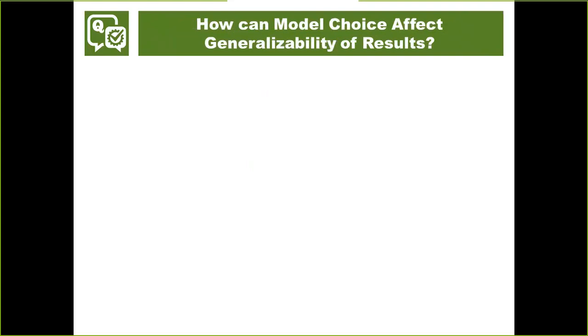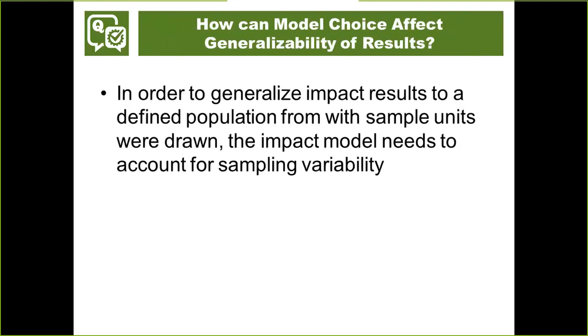Okay, how can model choice affect the generalizability of results? If your study units were drawn as a random sample from a defined population and you want the impact results to generalize to the full population, then the impact model must account for the fact that a different random draw from that population would have resulted in a different sample of study units. That is, the impact model must account for the sampling variability that arises from selecting a sample at random from the population.